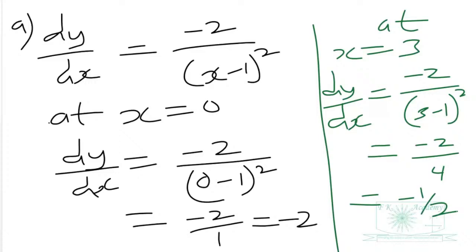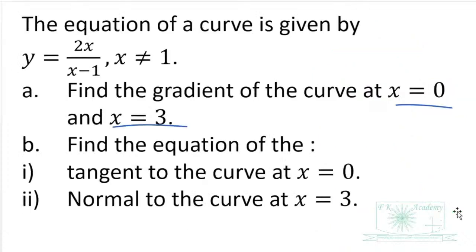So we are done with the A part of the question. The B part says we should find the equation of the tangent to the curve at x equals 0. So at x equals 0, we found the gradient dy dx to be equal to negative 2. That is our gradient m.